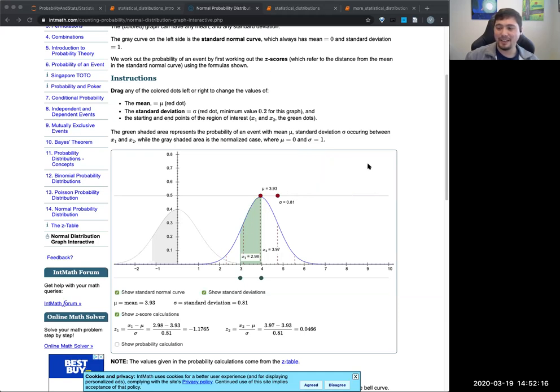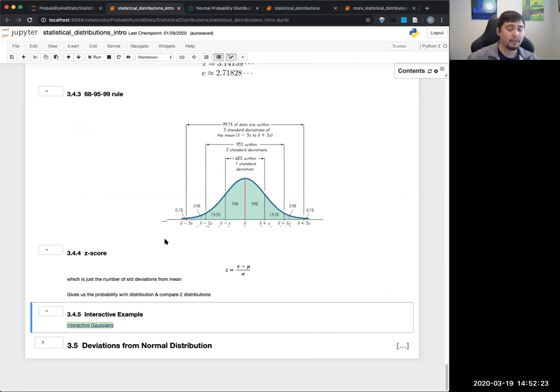Anyway, cool. I just have this little link to the Gaussian tool to play around with, to get a feel for how this changes.